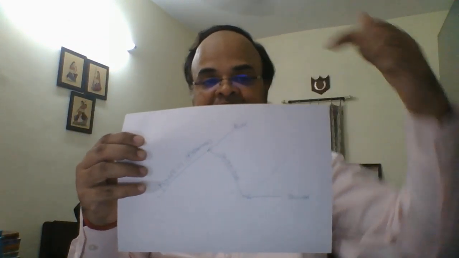The peak of the cycle is reached when growth hits its maximum rate. After this point, the economy starts to recede, or there is a contraction phase. As I told you, the peak of the cycle is reached when the growth hits the maximum rate.